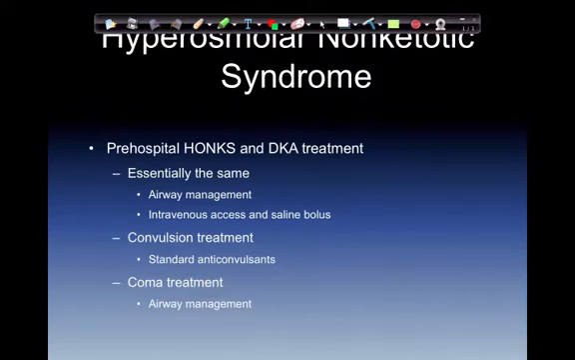Hyperosmolar non-ketotic syndrome. Pre-hospital HONK and DKA treatment are essentially the same: airway management, IV access, and saline boluses. Convulsant treatment if the patient is seizing, and that would be through standard benzodiazepines or things like Versed or Valium, whichever is in your local protocol. And then coma treatment, primarily airway management.